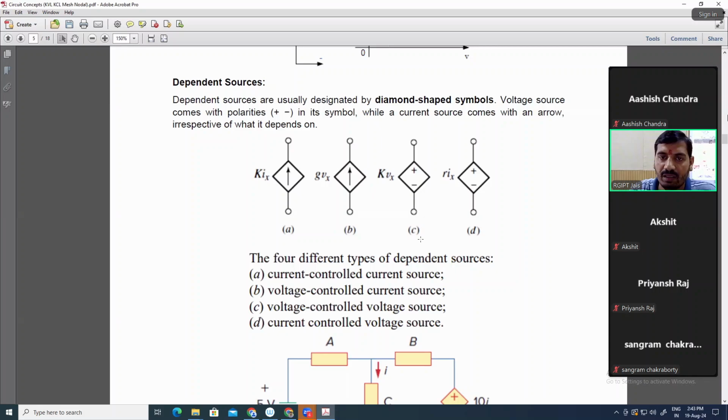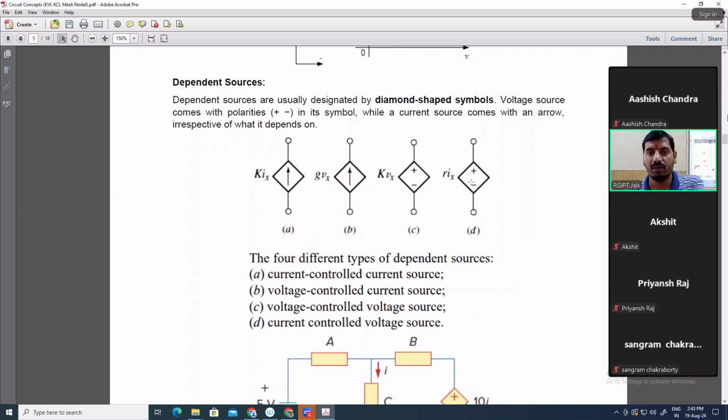Similarly, in figure C, by observing the symbol, we can see that the plus minus sign is given, which means it is a voltage source and it is depending on the voltage Vx in the circuit. So it is a voltage dependent voltage source, or in other words, a voltage controlled voltage source.